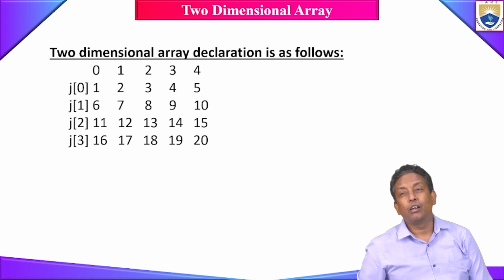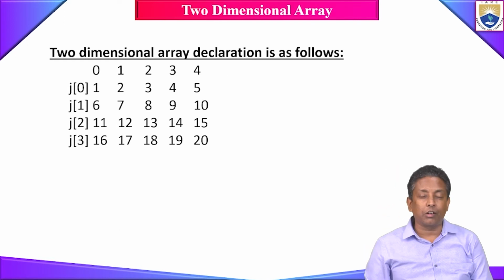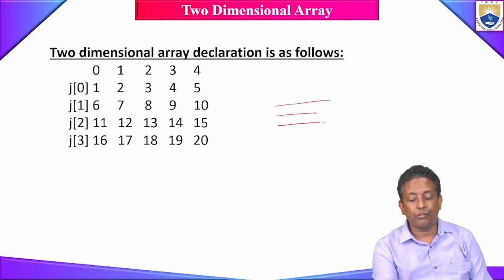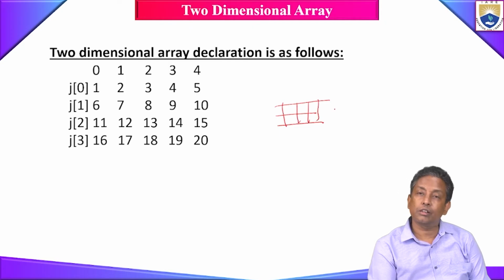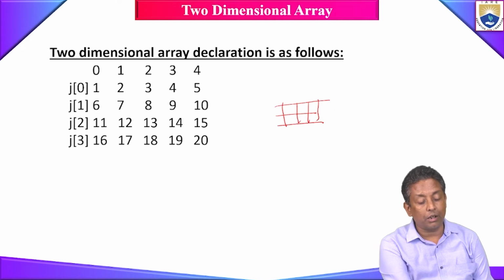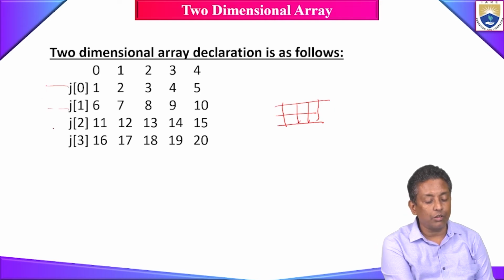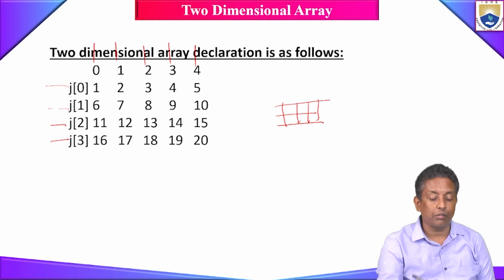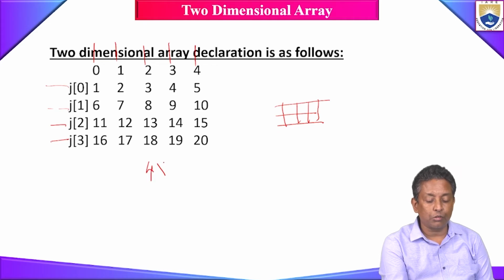Now we are coming to the two-dimensional array. In a two-dimensional array, you decide how many rows you want and in each row how many columns you want. So look at this. How many rows exist here? 1, 2, 3, 4. 4 rows exist here. How many columns? 1, 2, 3, 4, 5. And this is a 4 by 5 matrix. Altogether 20 elements exist.